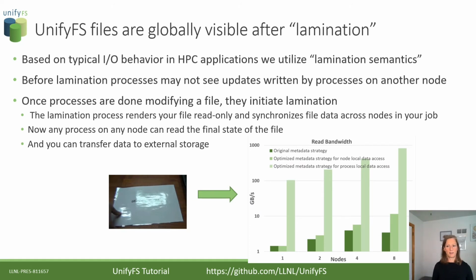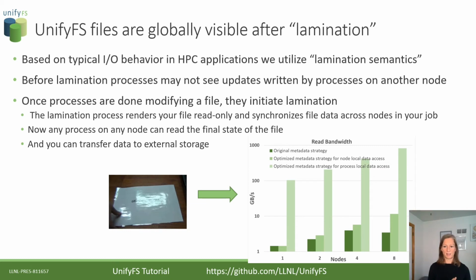So the key reason we are making these optimizations is for performance. Here we have some performance results showing UnifyFS with different configurations on when you can read the data before lamination. On the x-axis, we have increasing node count, and on the y-axis, bandwidth in log scale. And the different color bars represent different ways you can read data in UnifyFS.